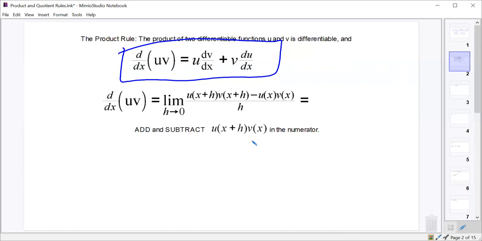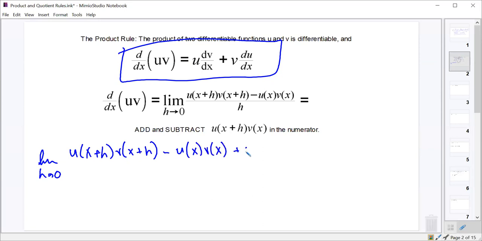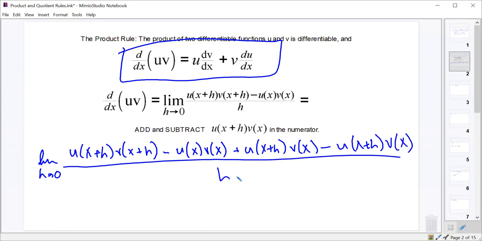So we're going to have the limit as h approaches 0 of a much more heinous, complicated looking, unpleasant function here: u of x plus h, v of x plus h, minus u of x, v of x, plus u of x plus h, v of x, minus u of x plus h, v of x, all over h. Good or no?